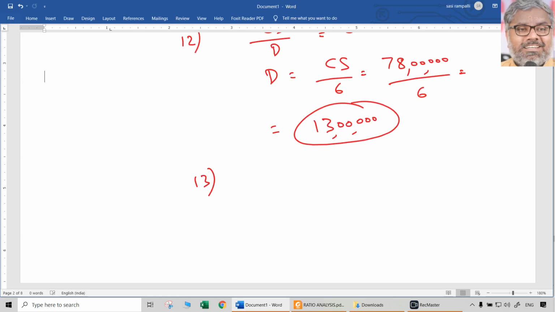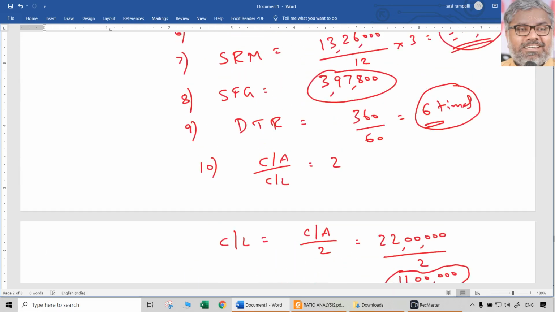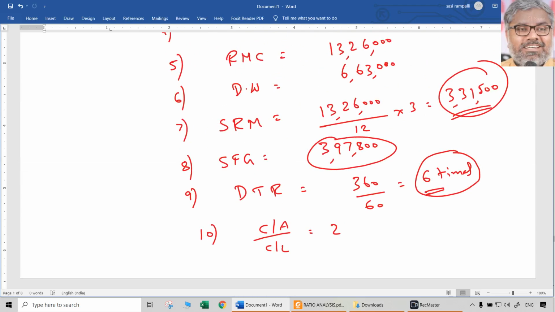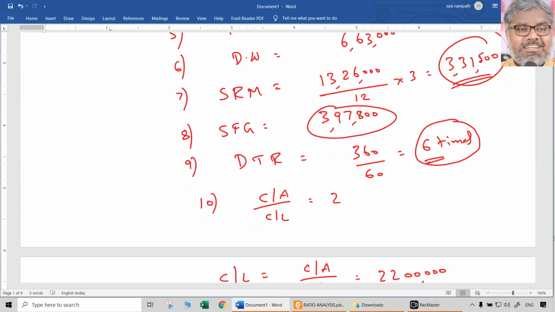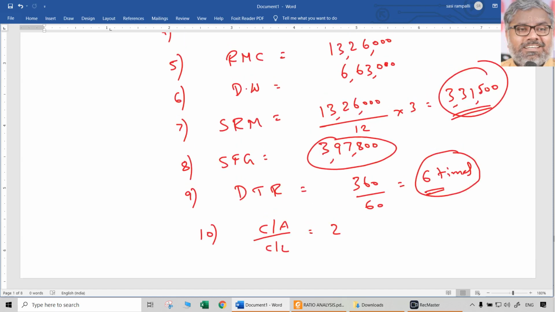Other current assets we already know. What other current assets will be there? Inventories will be there. Forget about work in progress and all. The moment you bring work in progress into this question, you will never be able to solve it. There's nothing given about work in progress, so forget about it. What are the inventories here? Stock of raw materials and stock of finished goods, both of which are known.